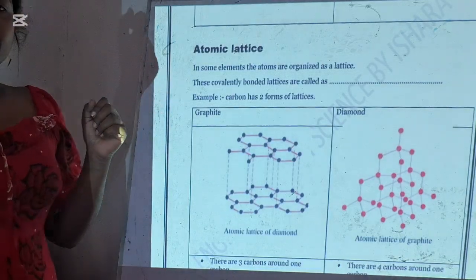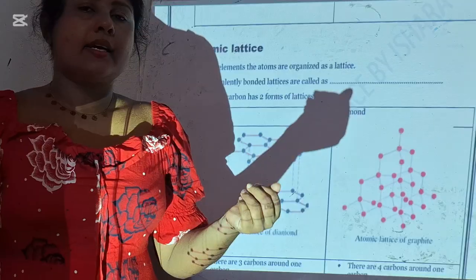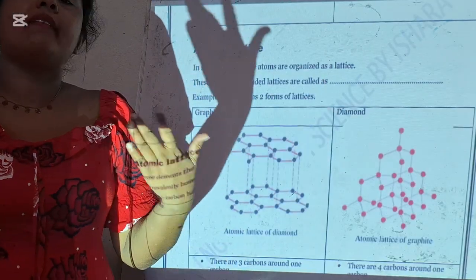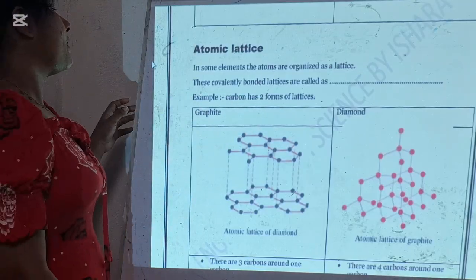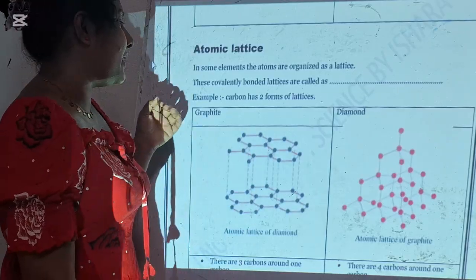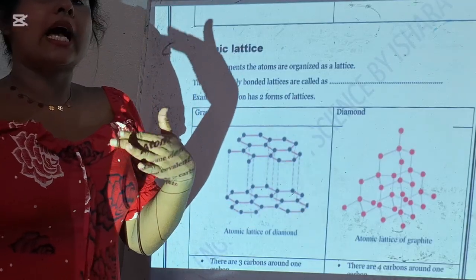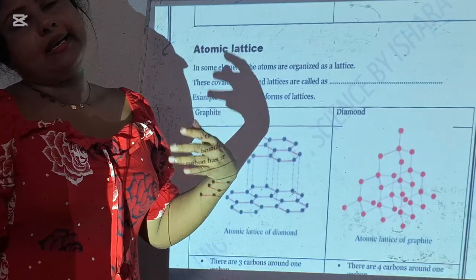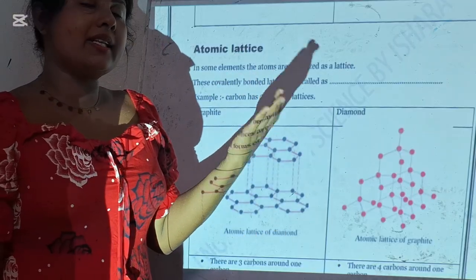We learned about ionic bonds, then we learned about ionic lattices, then we learned about covalent bonds. Now we are going to learn about atomic lattices. In some elements, the atoms are organized as a lattice. These covalently bonded lattices are not like ionic lattices. These are known as covalent lattices, or atomic lattices. Atomic lattices contain covalent bonds, while ionic lattices contain ionic bonds.